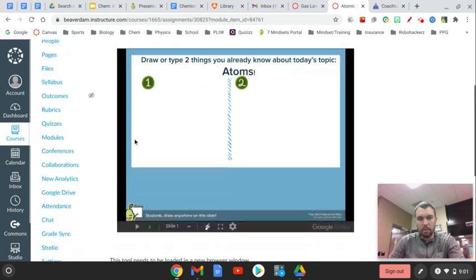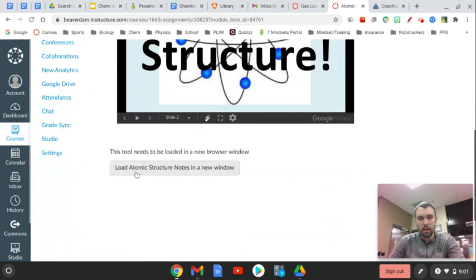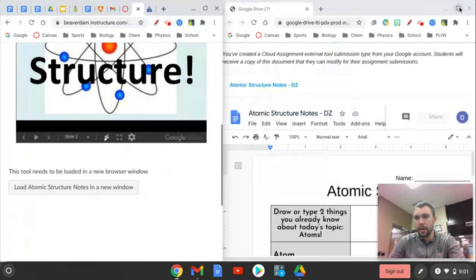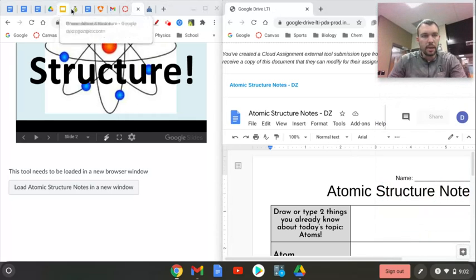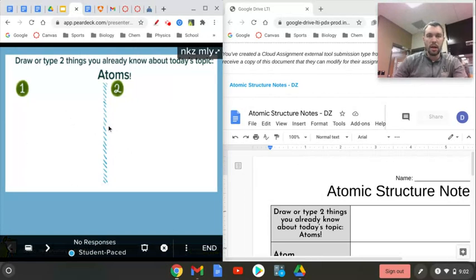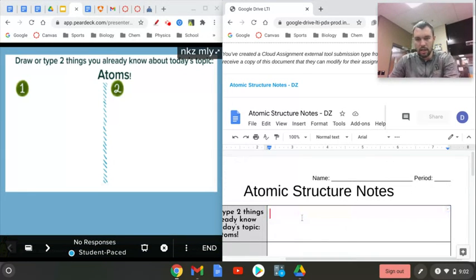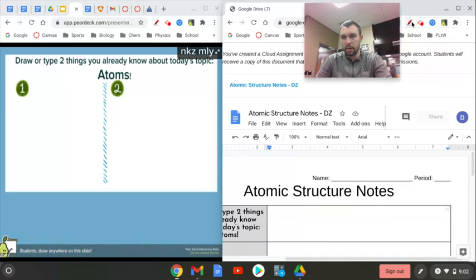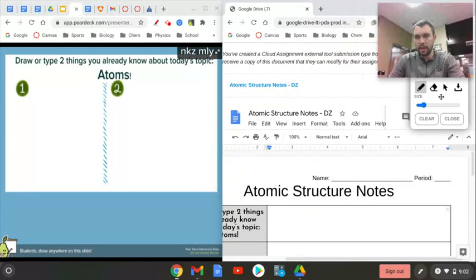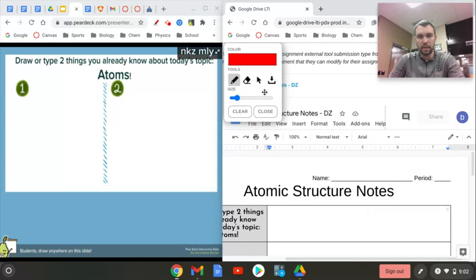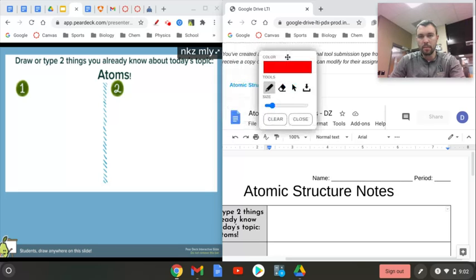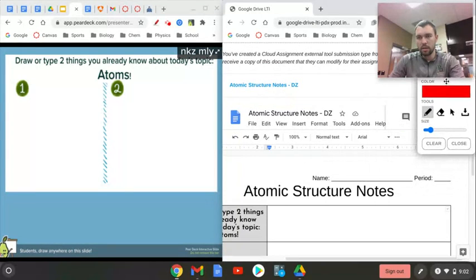All right, so here we have the notes. Underneath, you're going to click this Load Atomic Structure Notes in a new window, and it should pop up and look like this. I'll move my head over here. Over on this side, I'll go through the slideshow, and over on this side, I'll go through the notes. Let me open up this pen so I can draw if necessary. I'll leave it right underneath here.